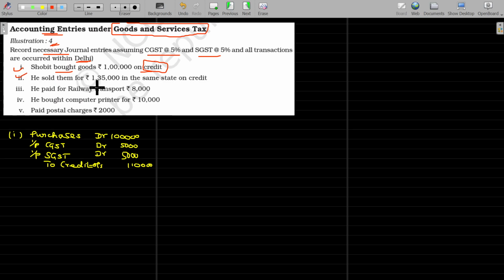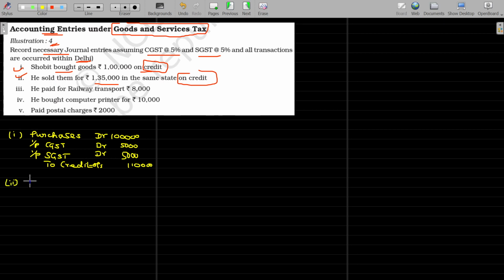Second transaction, he sold them for rupees 1,35,000 in the same state on credit. Okay. Again, he sells in the same state, same Delhi, on credit. Sales, the entry being, in general, the party account debit to sales. But of course, we have to adjust for the output tax. While goods are going out, you have to pay the tax, which is called output tax, where this output tax is collected from the customer and you are depositing to the government. Right. Second one.